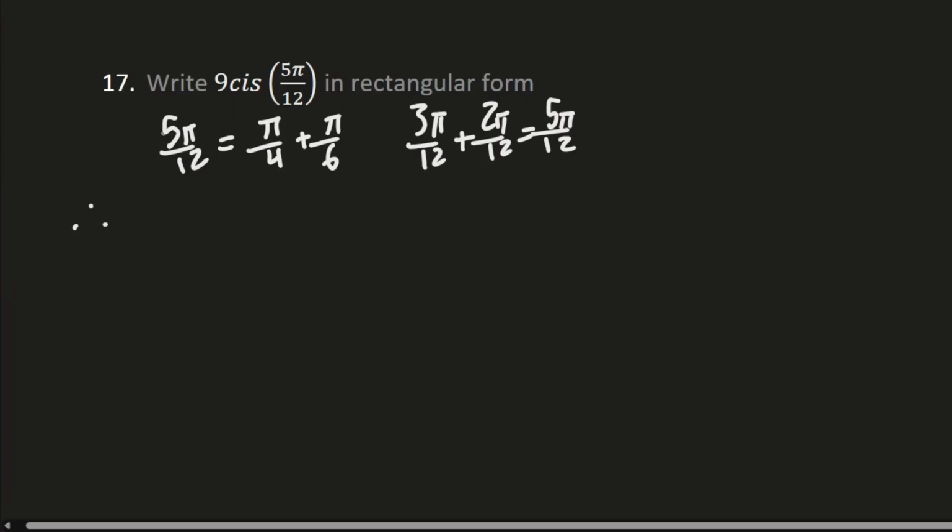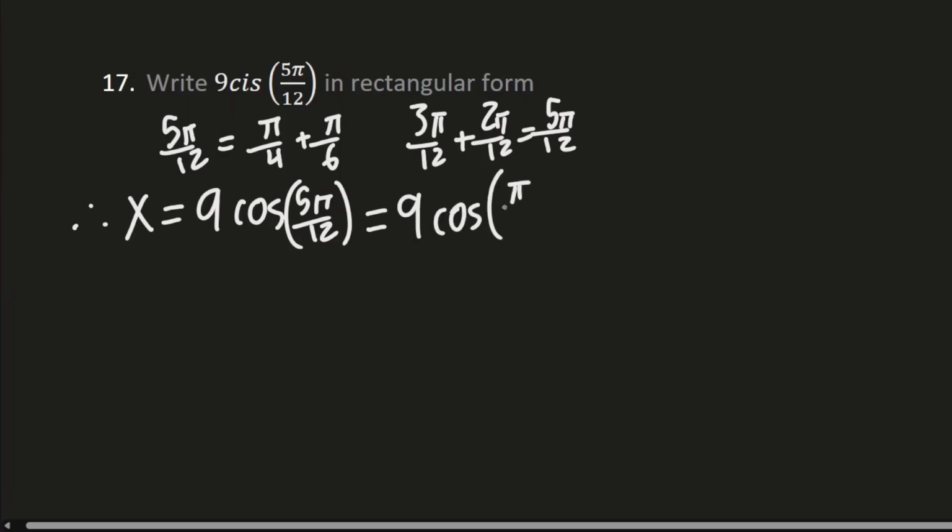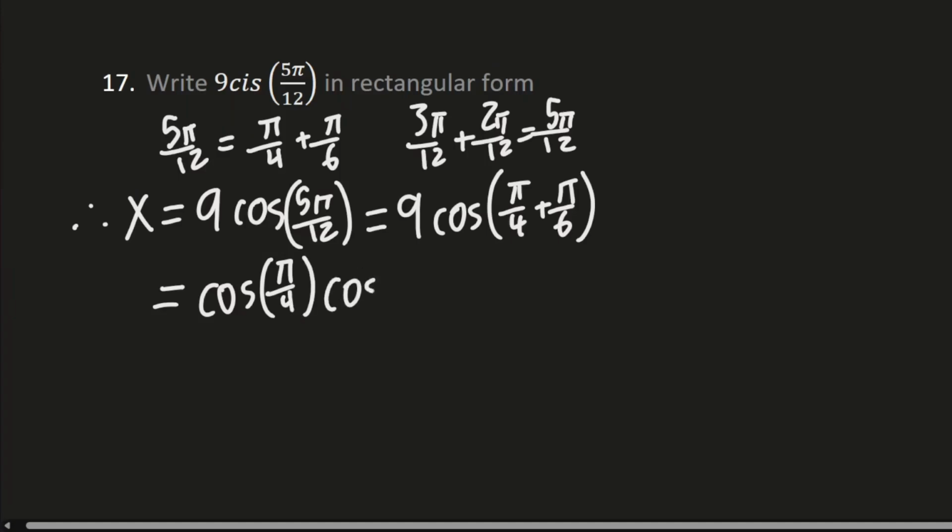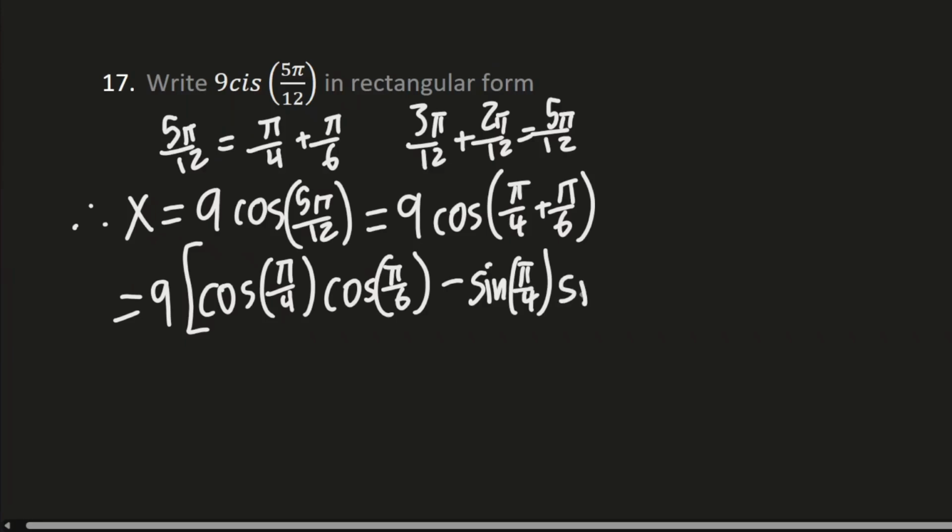And therefore, when we want to find our real part, which is going to be equal to 9 times the cosine of 5 pi over 12, we can rewrite this as 9 times the cosine of pi over 4 plus pi over 6. After that, we can make use of the cosine addition formula, which is going to be cosine of pi over 4 times cosine of pi over 6. Make sure to put the 9 in front. And then subtract sine of pi over 4 and sine of pi over 6.